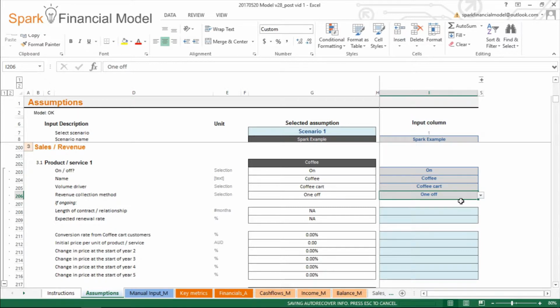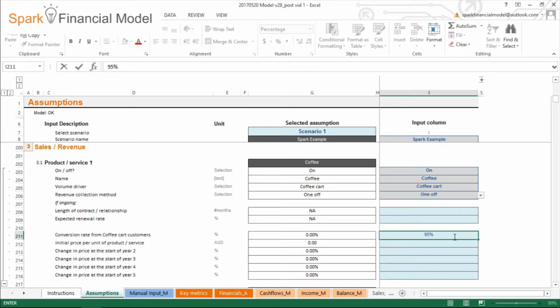For the coffee cart business here, I would probably say let's group all the coffees into a single product and work out what the average price is. And we can do the same for food items. Remember, in the last video we defined customers as anyone who's making a purchase.